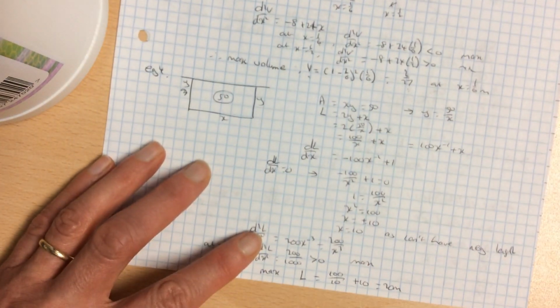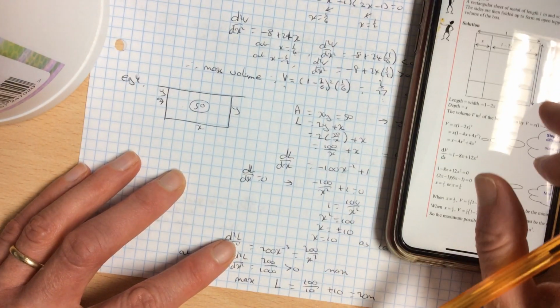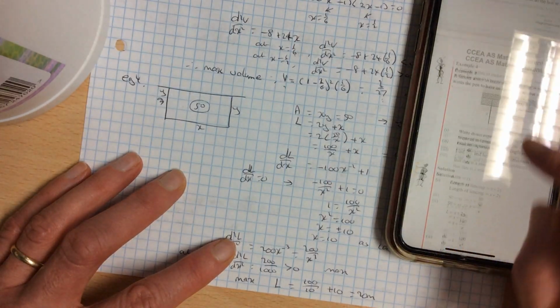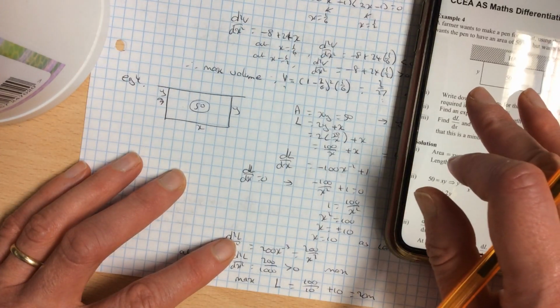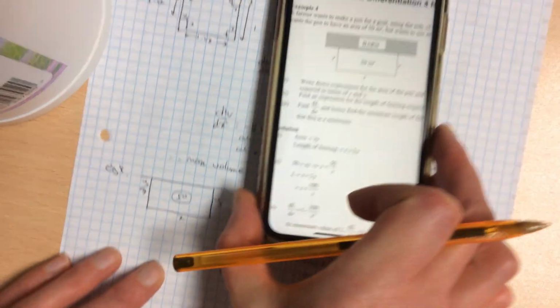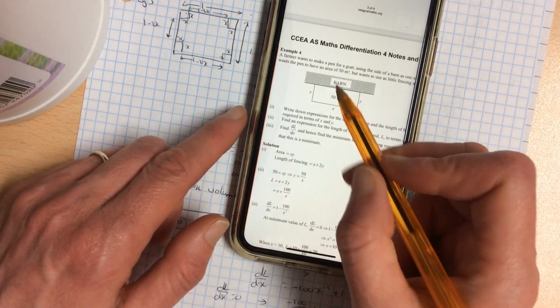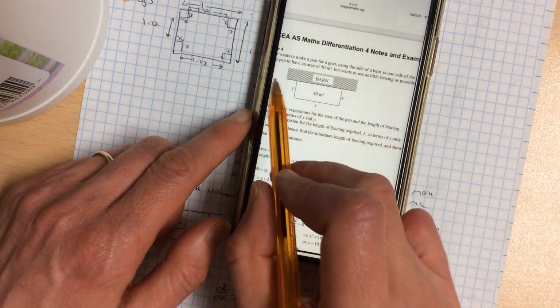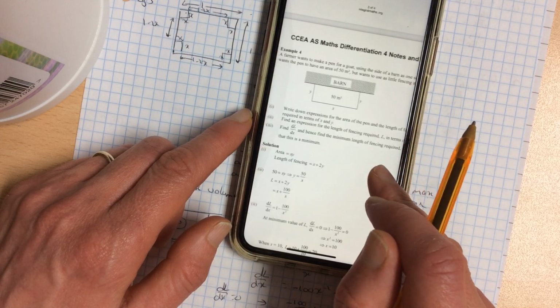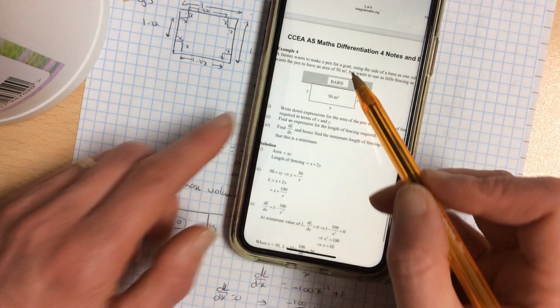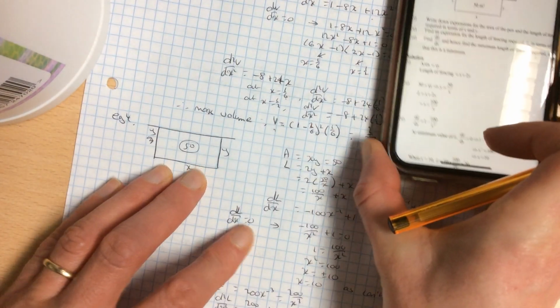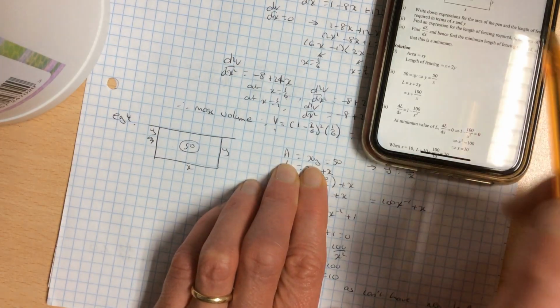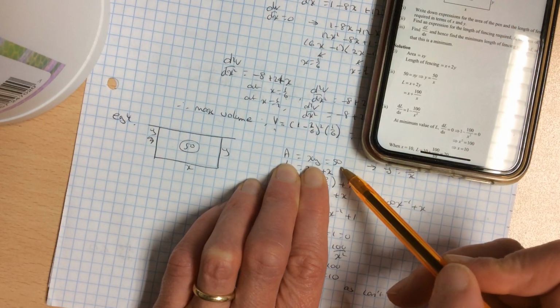Now, we're going to have a look at example 4. This is the last one in our notes. Yeah, so example 4, very common question, this one. A farmer wants to make a pen for a goat using the side of a barn on one side of the pen. He wants to have an area of 50. So that's my first piece of information. If you can see here, the area is x times y and has to equal 50.